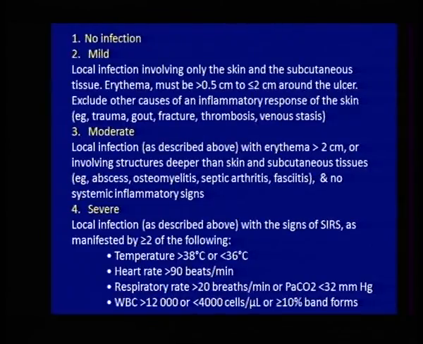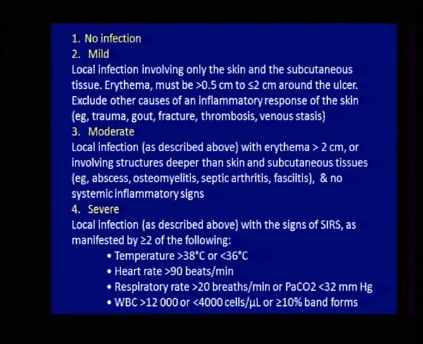A moderate infection can be defined as an erythema which is more than 2 centimeters or that which involves deeper structures beneath the skin and subcutaneous tissue, resulting in the formation of abscess or osteomyelitis, again with no systemic inflammation. And finally, a severe infection is that which is associated with the presence of local infection plus a systemic inflammatory response.